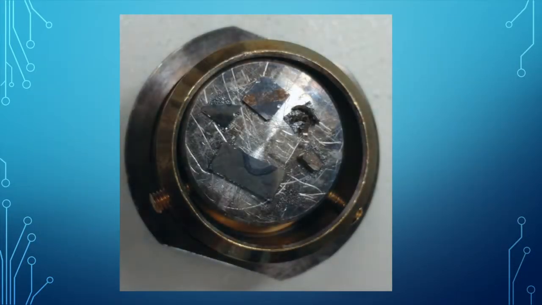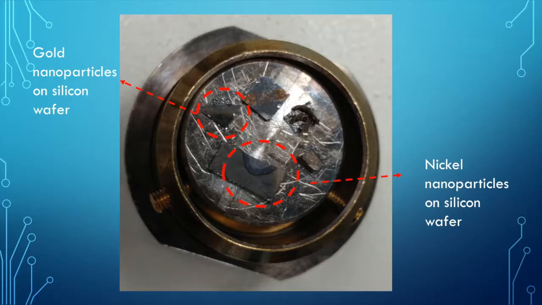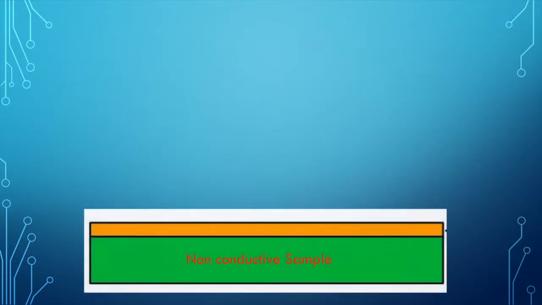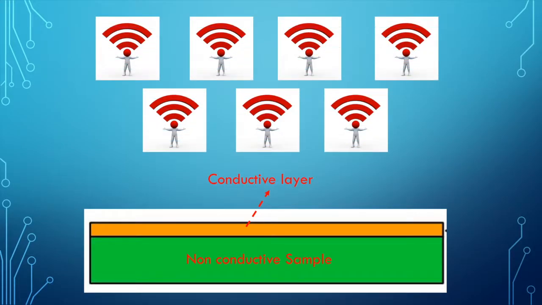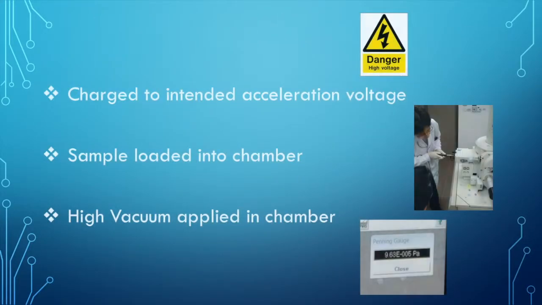To start off the practical, the sample that we had was already prepared beforehand. Gold nanoparticles and nickel nanoparticles were chemically deposited onto a thin layer of silicon dioxide plate as shown. However, it is worth noting that if a non-conductive sample needs to be scanned, a thin layer of conducting material needs to be deposited to boost the secondary electron emission of the sample for scanning. Next, we would bring you through how the machine was operated.